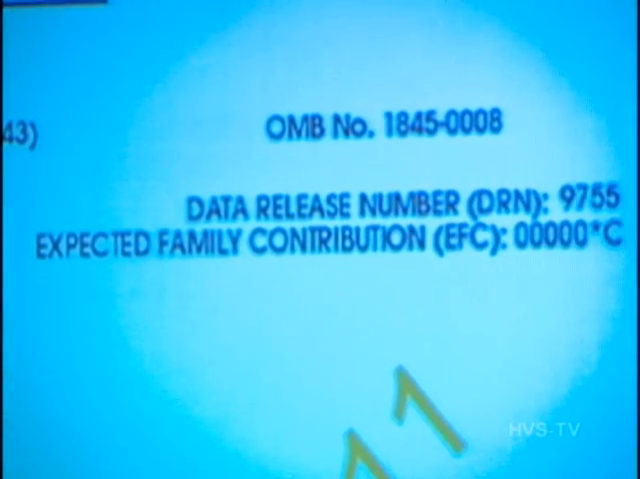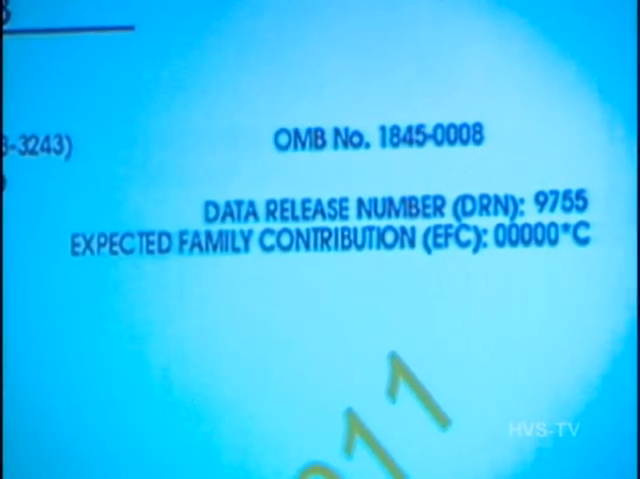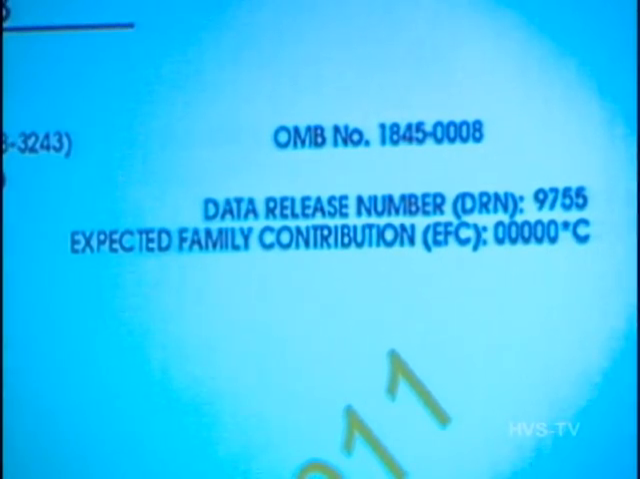Okay? You see that asterisk that's beside that? That means that your student was selected for verification. That's not anything bad. It's not like it's an IRS audit or anything like that. What that means is that it's the school's job, if you're selected for verification, to verify what's on your tax return versus what you put on the FAFSA.